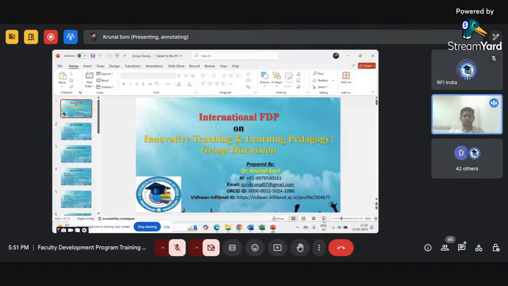So that is where we have to be very cautious in terms of sitting in the group discussion. And as a moderator, we have to evaluate those parameters in the candidates. Active participation is a must. Active participation doesn't mean that we are disturbing others, stealing the time of others, or interrupting in between, right?